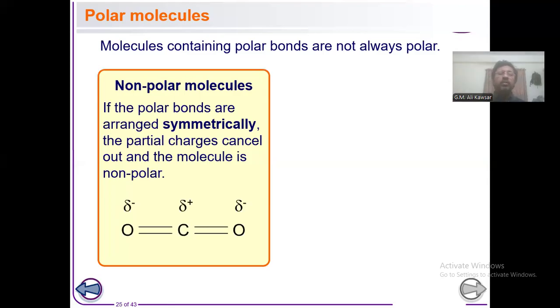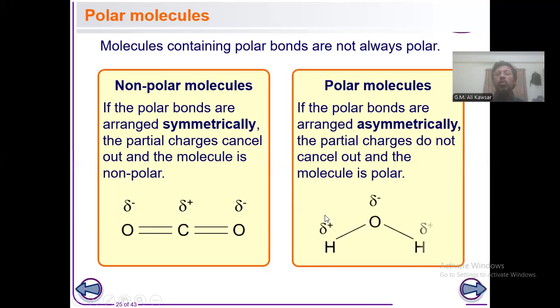Whenever we see that polar bonds are symmetrically arranged, this is called a symmetrical arrangement of the polar bonding. If polar bonds are symmetrically arranged, then the overall molecule will be non-polar as the polarization will be cancelled out. But in another case, in the water molecule, the shape is a bit angular. So here it is not a 180-degree angle, so the dipole, that means partial positive charge and partial negative charge, won't be cancelled out completely. So that is why it is a polar molecule.